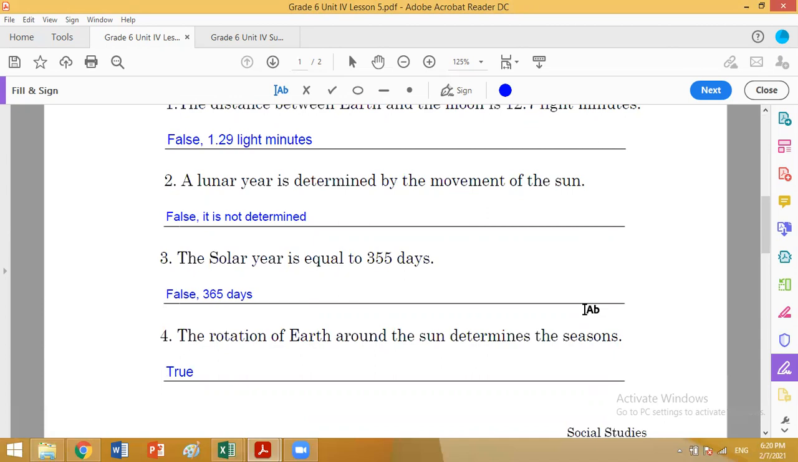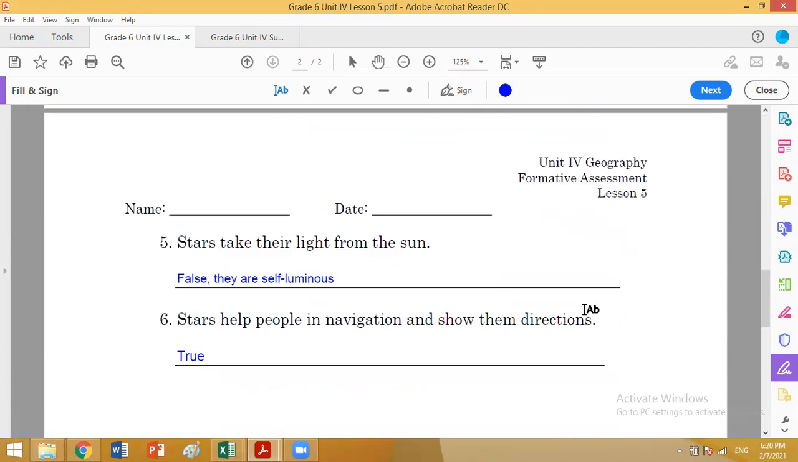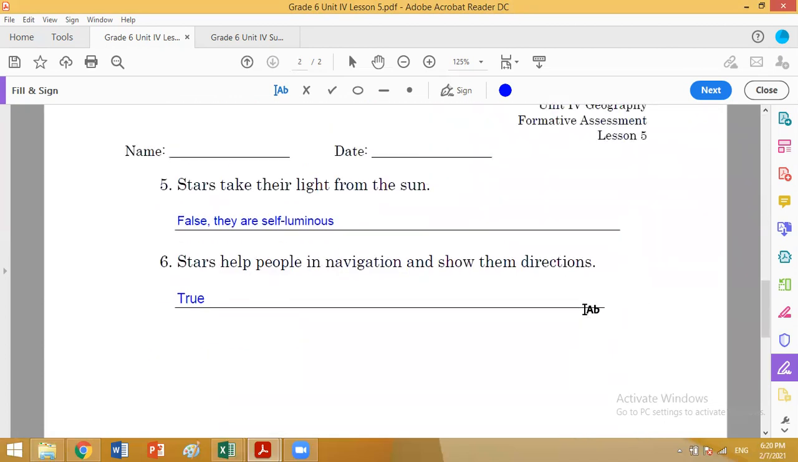Number 4. The rotation of Earth around the Sun determines the seasons. True. Number 5. Stars take their light from the Sun. False. They are self-luminous. Number 6. Stars help people in navigation and show them directions. True.